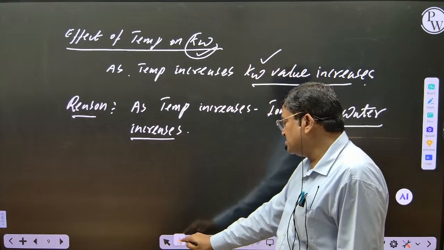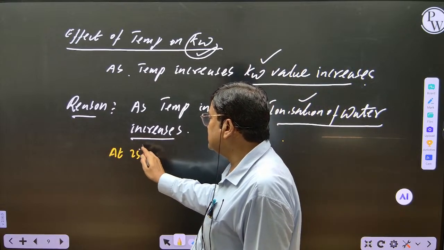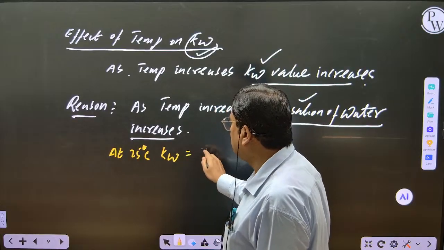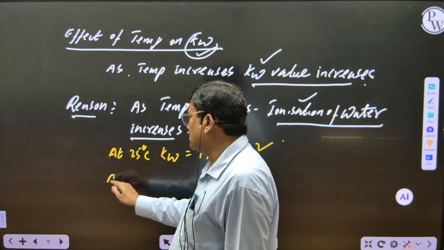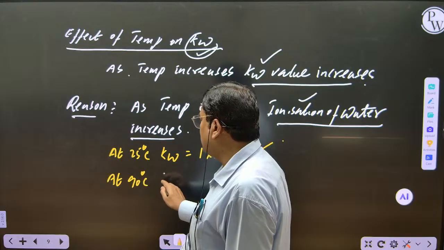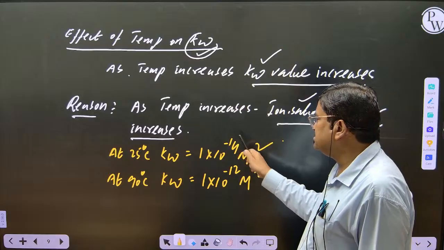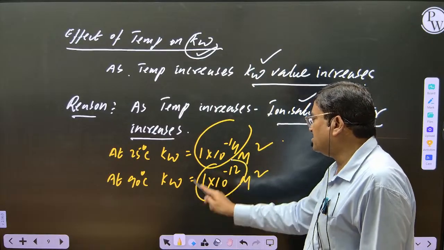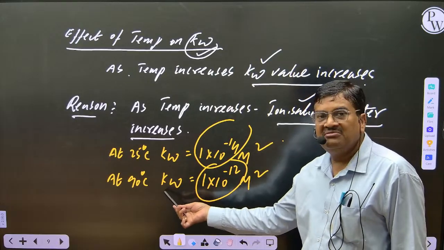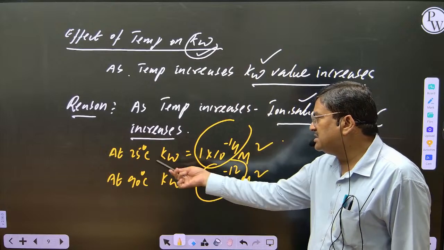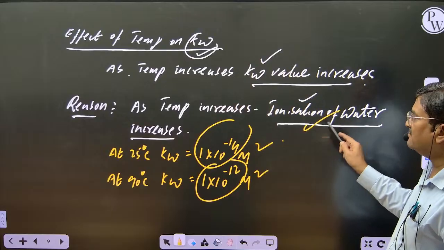For example, tell me students, at 25 how much did we write as the Kw value? At 25 degrees Celsius, we wrote the Kw value as 1 into 10 power minus 14, no? But when I take it at 90 degrees Celsius, now see, the temperature is not 25, now the Kw value is coming 1 into 10 power minus 12. Now see which value is bigger, 10 power minus 14 or 10 power minus 12. So 10 power minus 12 is bigger, no? So what is happening to the Kw value? Kw value is increasing with increase in temperature. Why is it increasing? As ionization of water increases.